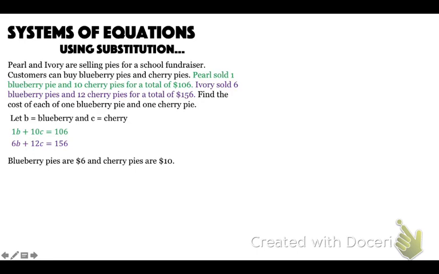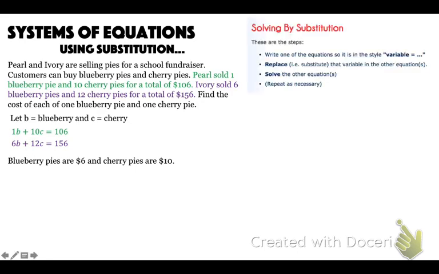Let's do these now using substitution. Substitution is when you write it as just one variable equals whatever it is. So we could get it to be b equals or c equals. And then you just plug it in, and then you continue to solve down.